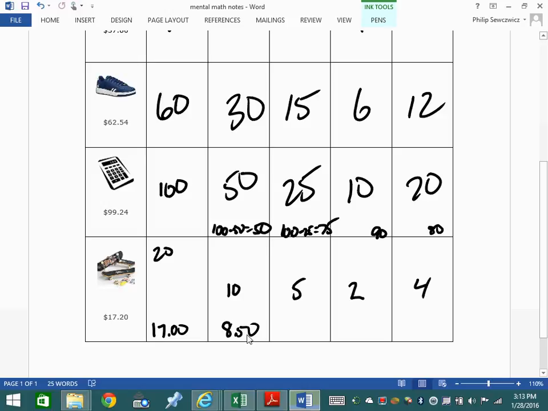Take half of $8.50. Again, you can see the mental math gets to be a little bit more accurate, but you can see there's really not much of a difference between our numbers. Half of 8 is $4. Half of 50 cents is 25 cents. So yeah, it's $4.25. That's pretty close to 5.